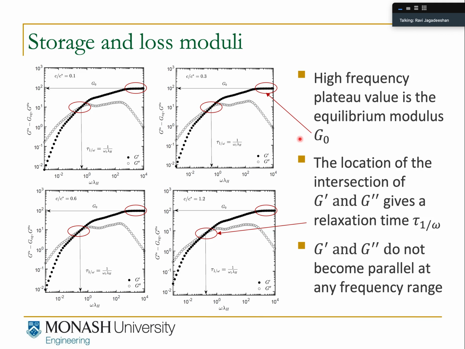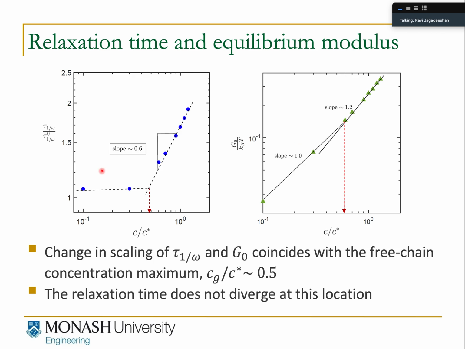Right? So we can now plot the relaxation time obtained by the intersection of the two curves as a function of concentration, and similarly the equilibrium modulus G naught as a function of concentration. Curiously, we observe that similarly to the zero shear rate viscosity case, this also undergoes a sharp change around the same concentration where we have the free chain concentration becoming a maximum. And interestingly, the slope of the relaxation time is similar to that of the zero shear rate viscosity, right?